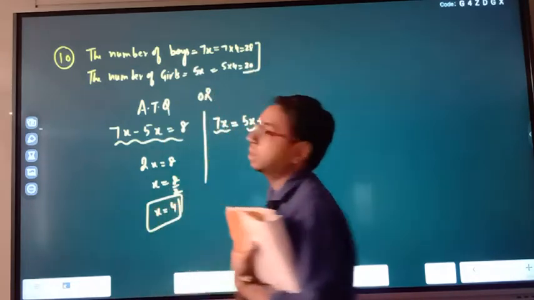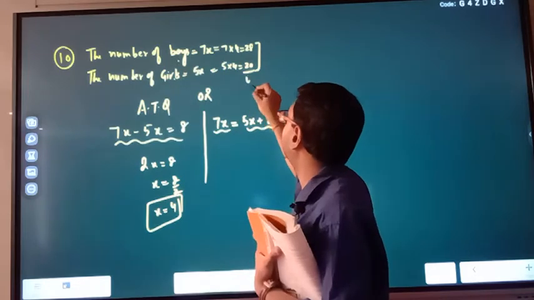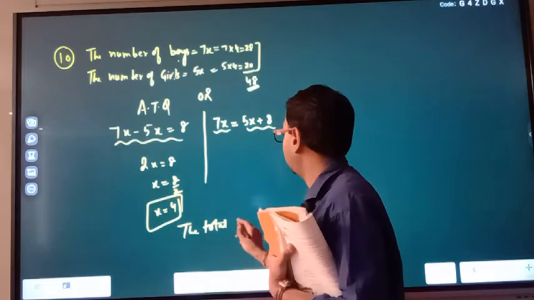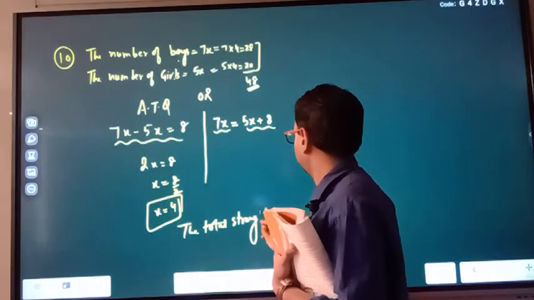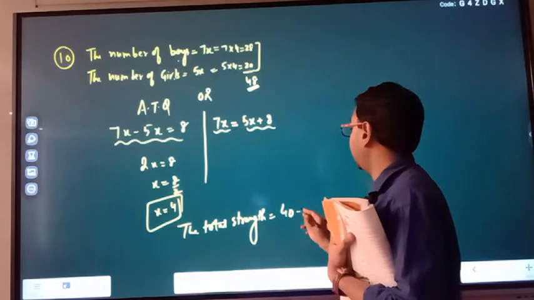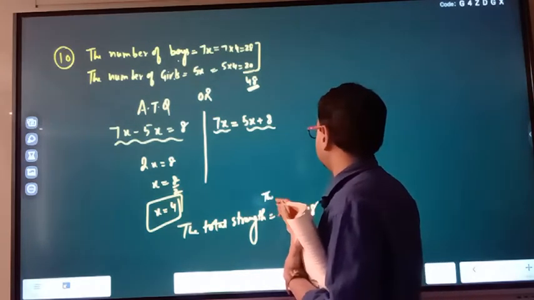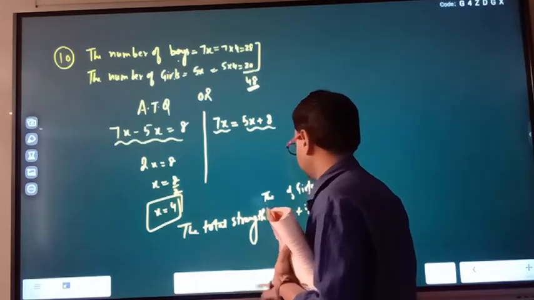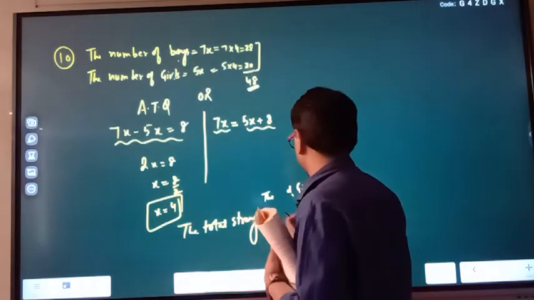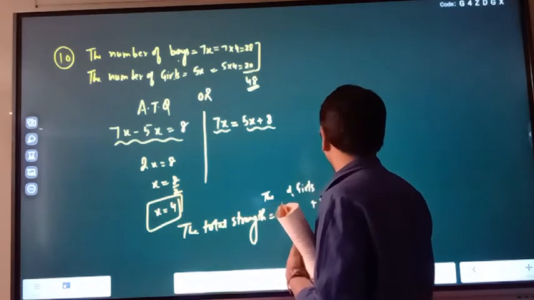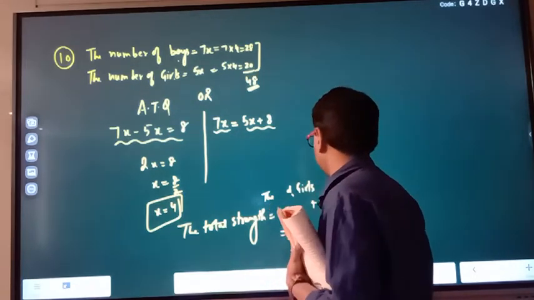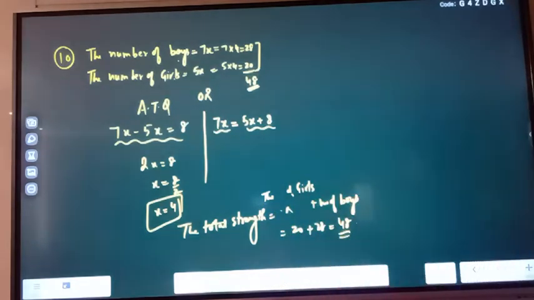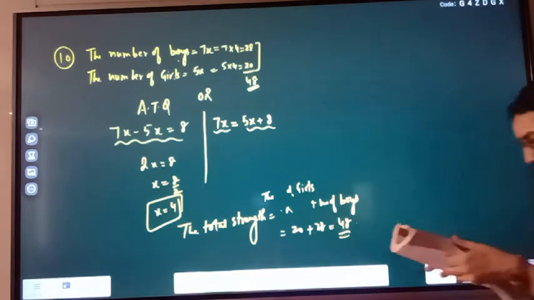So what is the total strength? Total strength means the number of boys and the number of girls, that is 48, right? You have to write properly. Therefore, total strength is equal to the number of girls plus the number of boys. That's 20 plus 28, that is 48. Strength is 48. Are we clear?